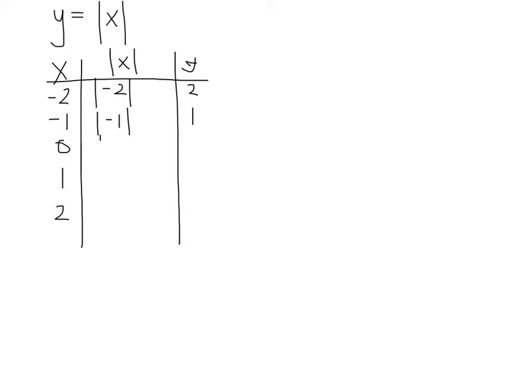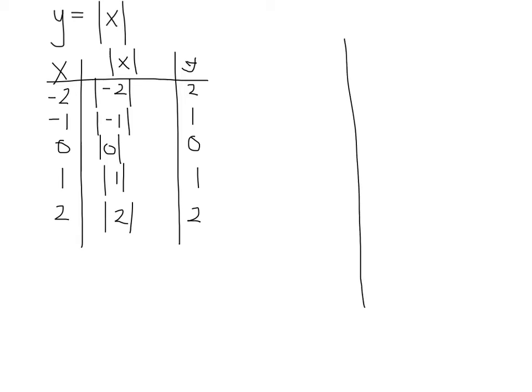The next one, we're going to plug 0 in, where the x is. The absolute value of 0 is 0. Absolute value of 1 is 1, and the absolute value of 2 is 2. So once I've done my table, let's draw the x and y axis. There we go, put arrows on the end, put your little division marks. This one's turning out a little bit better than the last one.